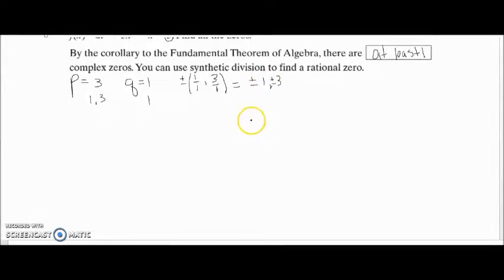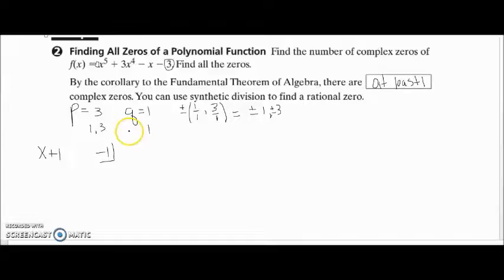So let's do that. Let's try the first one. Let's try this positive 1. So we're going to use x plus 1. And in synthetic division, remember we need to change this positive to a negative. So we have negative 1. And, oh, look at this. We're missing some terms in here. We've got 5, 4, no 3, no 2, 1, and 0. So we're going to have to put in a couple placeholders.